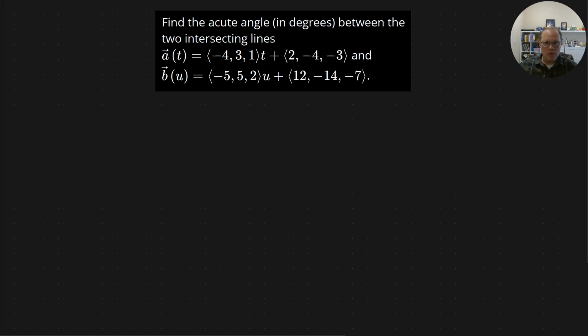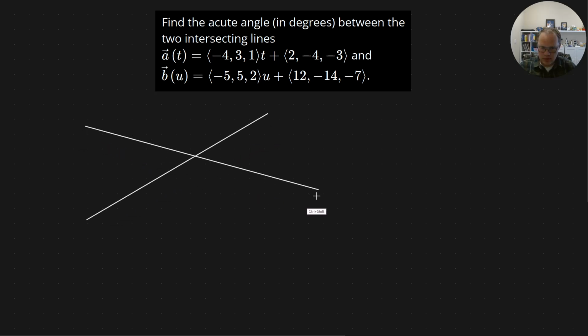In this example, we want to find the acute angle between two intersecting lines. So we're already told the lines intersect. We don't have to test that. When we have two intersecting lines, they'll form an angle, right? They'll actually form two. They'll form one angle here and one angle here. An acute angle is an angle that is less than 90 degrees, right? So we want the smaller of the two angles.